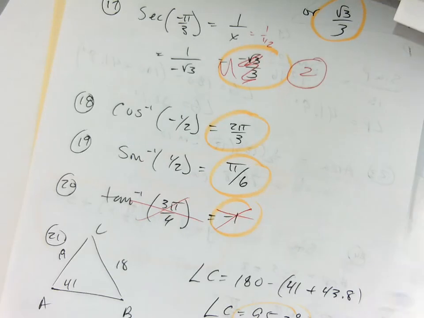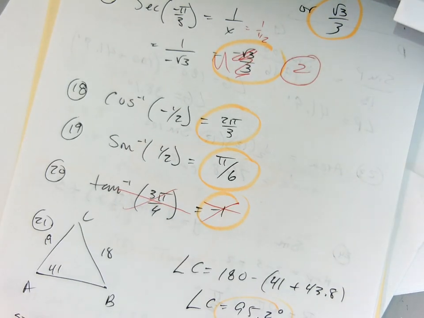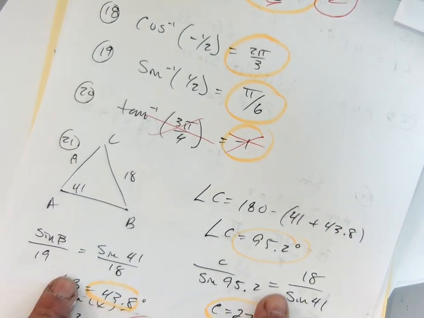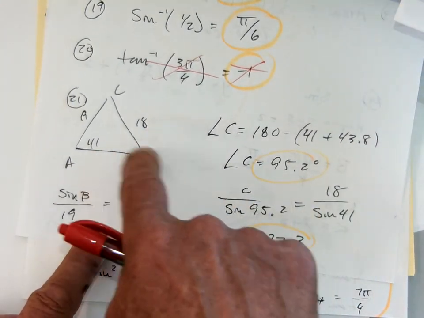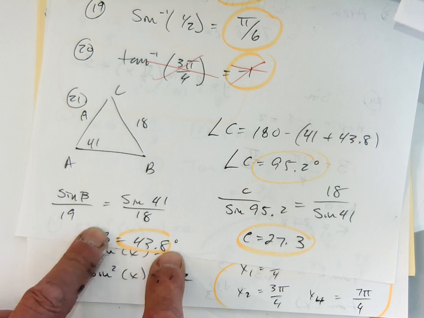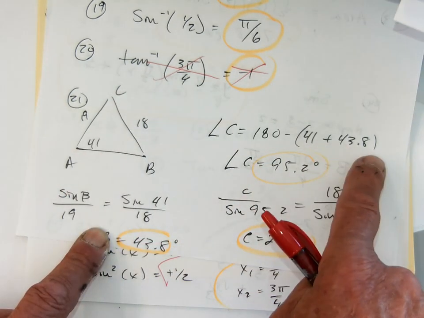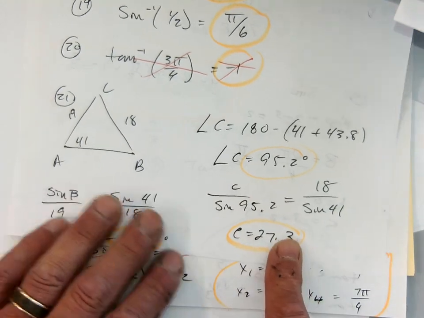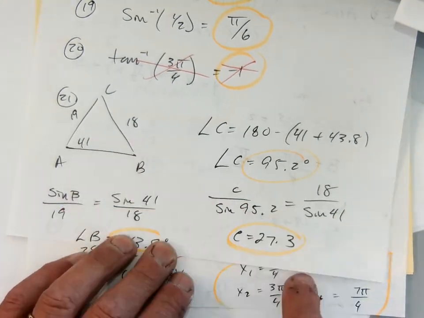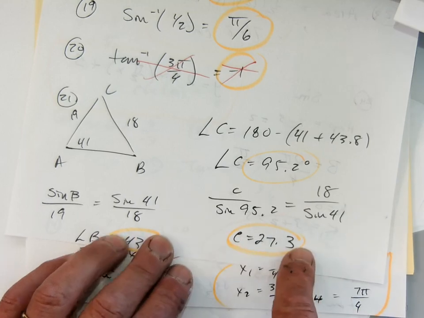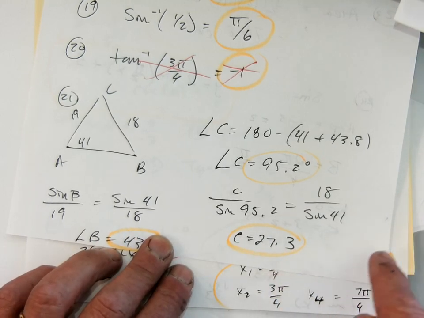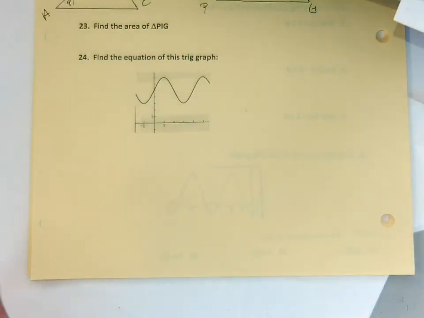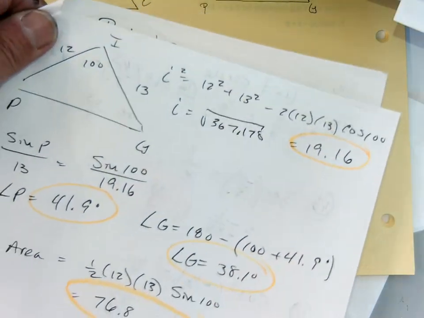Okay, 21. Working through this, I use the law of sines to get angle B. Here's my law of sines. I use my opposites, right? I sine inverse that. Then from 180 degrees, I got angle C. And then from there, I found side C by the law of sines. Okay. And I set that up to be 27.3.